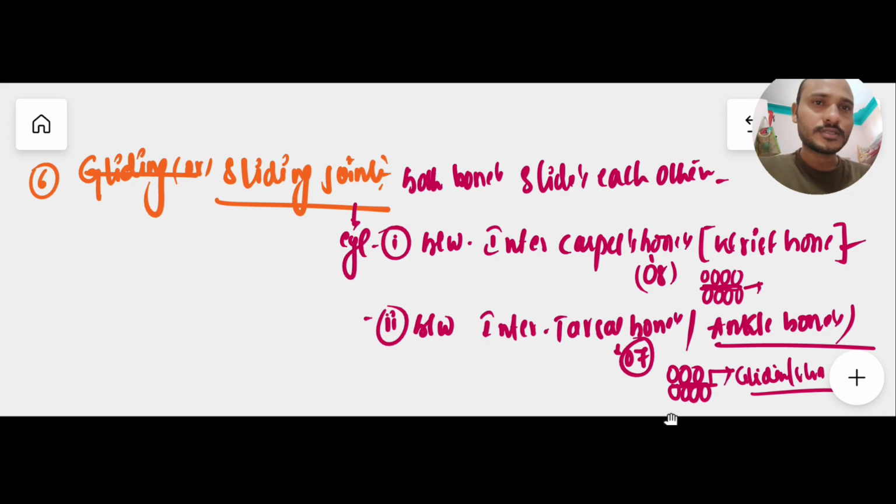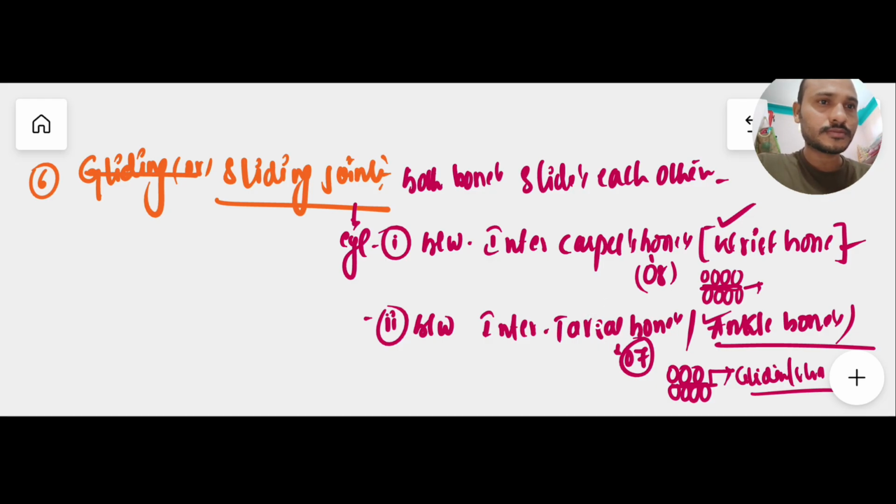So these gliding or sliding joints are found in two important places: at the wrist joint, or at the ankle joints. Wrist bones are nothing but intercarpal bones, and ankle bones are intertarsal bones. These are the various regions where we have found this type of joint. So this is all about the entire concept of joints and their classification, meaning their types.